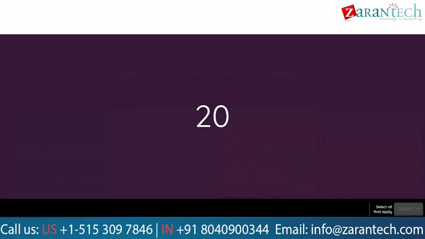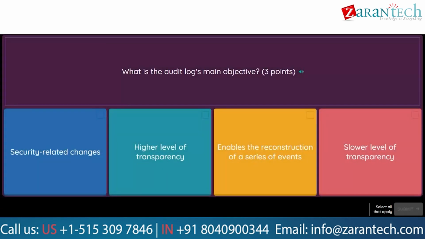Question: what is the audit log's main objective? 3 points. Option 1: security related changes. Option 2: higher level of transparency. Option 3: enables the reconstruction of a series of events. Option 4: lower level of transparency.